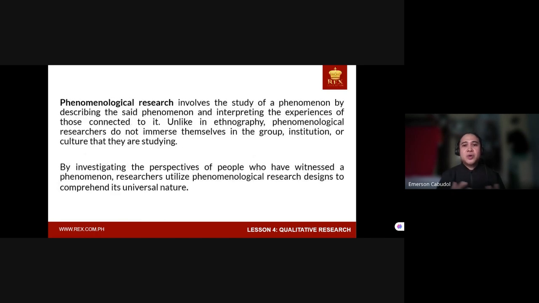Phenomenological research explores the essence of a lived experience or phenomenon by describing it from the perspective of those who have experienced it. The goal is to understand the shared meaning and significance of the experience for the individuals involved. Unlike ethnography, phenomenological researchers do not immerse themselves in the group's culture, but rather focus on gathering in depth accounts of individuals' experiences to identify common themes and patterns.